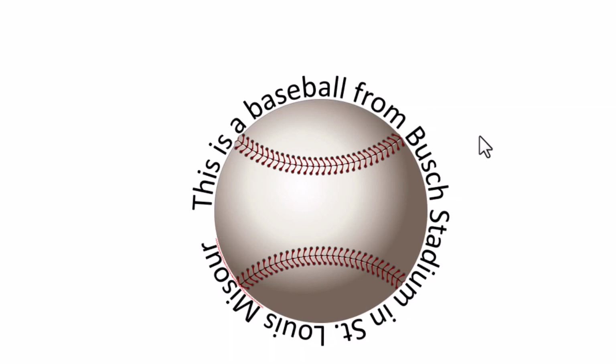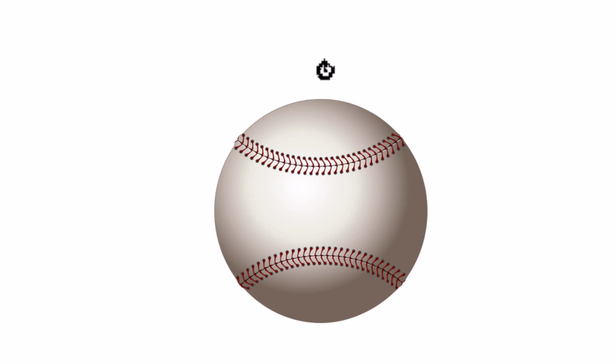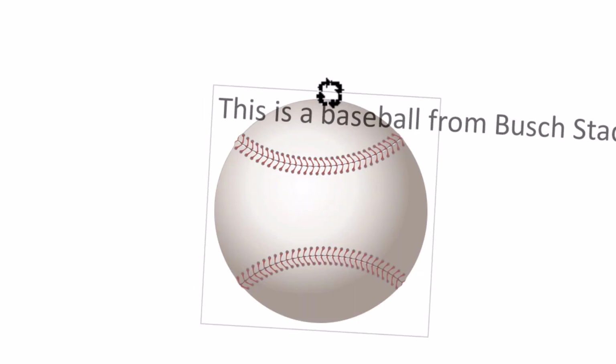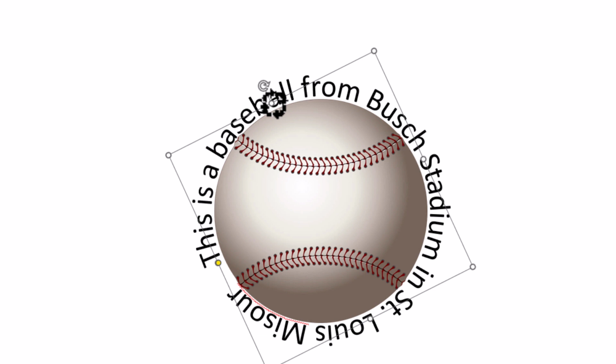And the next thing you can do, make sure your text is selected. The way I like to rotate, you could rotate your text using this little icon up here, this little circular arrow. You could just drag it from side to side, however it seems fitting for you.